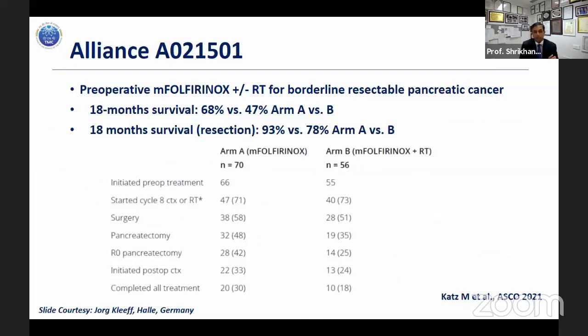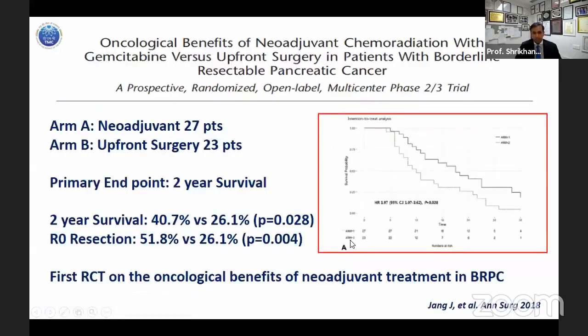More recently, we've got the trial from MD Anderson led by my colleague Matt Katz. And here you see preoperative modified FOLFIRINOX with or without radiotherapy for BRPC. Big difference of 68 to 47% between FOLFIRINOX versus the radiotherapy arm. We do not as yet know the exact details as to why this has happened. This was presented at ASCO GI, but you can see that there are challenges when it comes to adding radiotherapy, and we still need to understand this trial more than what we are able to see. But there is an 18-month survival difference of 68 to 47%.